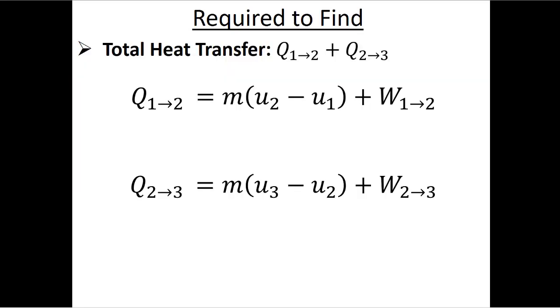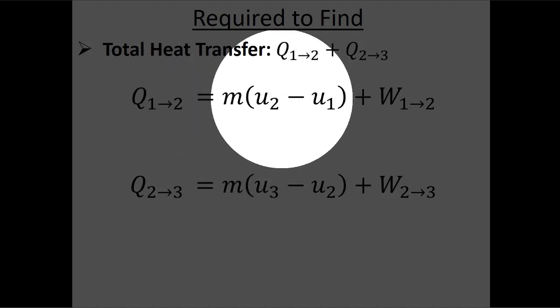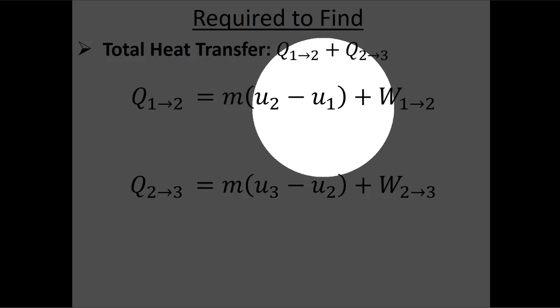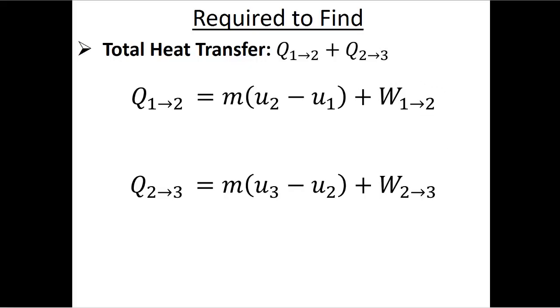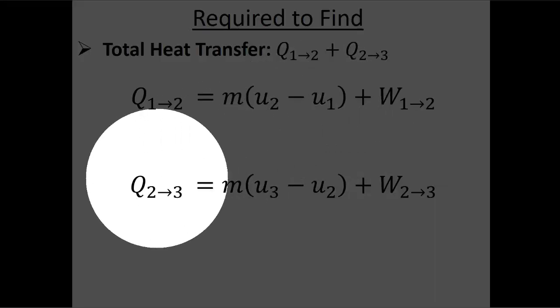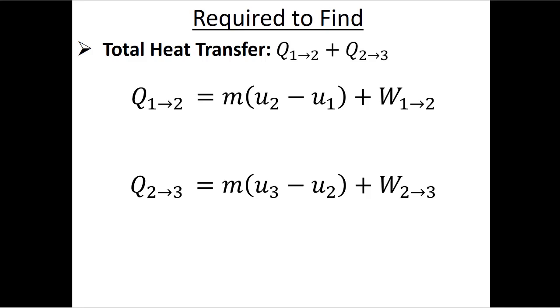So now we can rearrange the first law to find equations that tell us the heat transfer in my first process. That's going to be the mass times specific internal energy at 2 minus the same at 1 plus the work from 1 to 2. And in process 2, I have the same equation. It's just my state numbers change because now I'm going from state 2 to state 3.